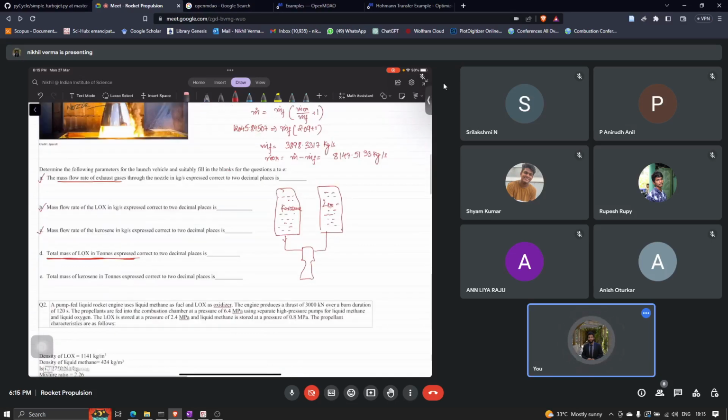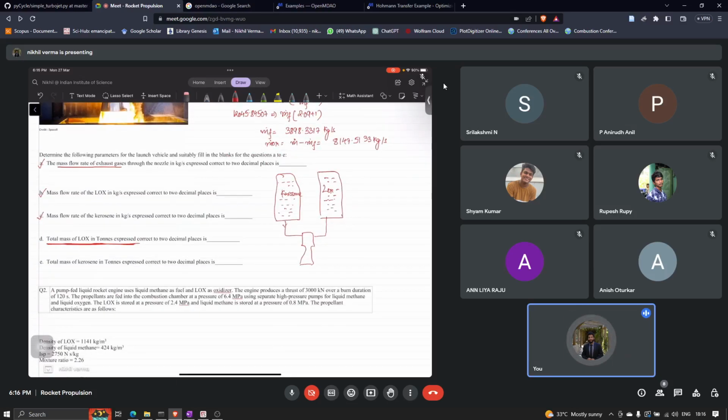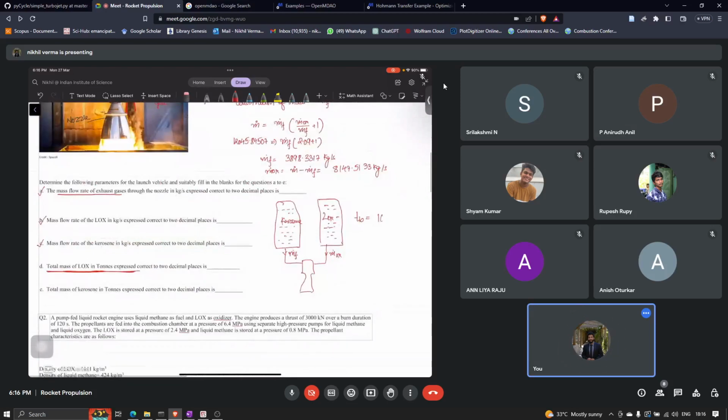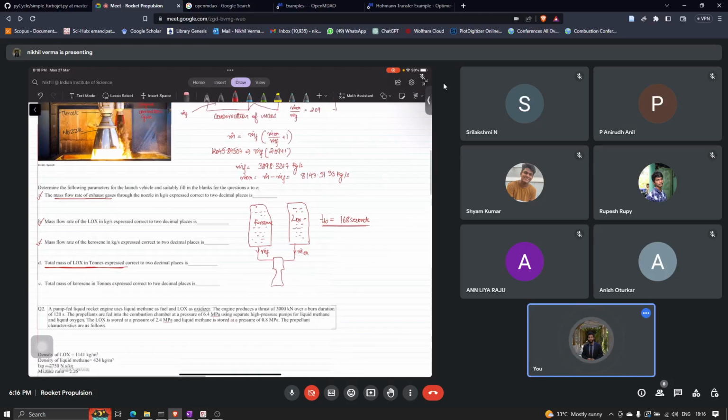Okay, so it is straightforward. You have the mass flow rate that is going into the chamber, and it is also given the burn duration, right? The burn duration is 168 seconds. So the flow rate has to run for 168 seconds, and you can just multiply these flow rate values with 168. You will get the mass of the LOX, and you will get the mass of the kerosene.